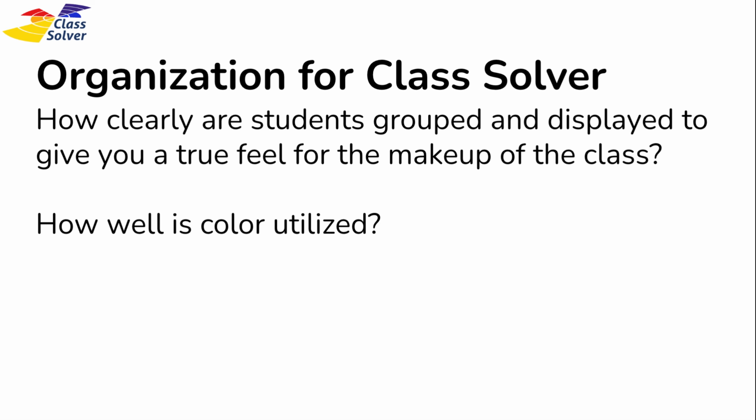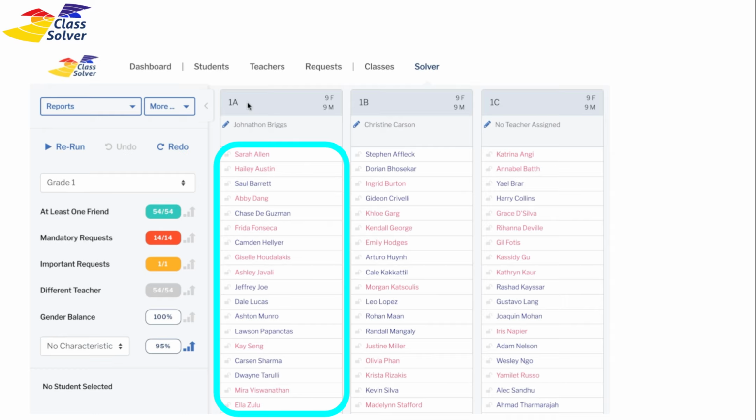Let's take a look to see how the students are organized and how color is used in Class Solver. Students are placed in alphabetical order by last name in a single column. Color is used just for gender.